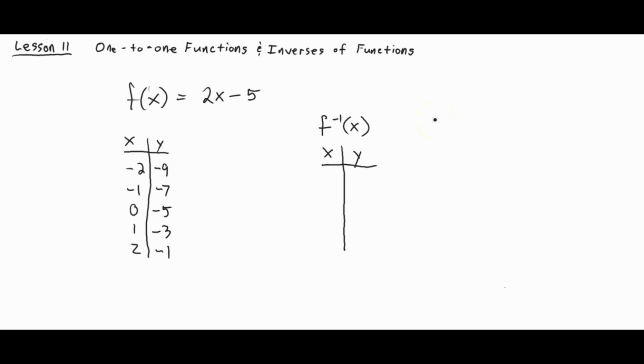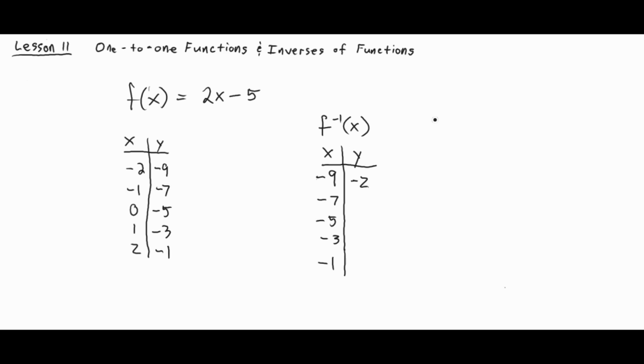And so since we understand that f inverse is making all of the y values x values, we're now going to move these y values over into the x column. So suppose x is -9 or -7 or -5 or -3 or -1. Now if I plug -9 into f inverse of x, I should get -2 as an answer, as a y value.